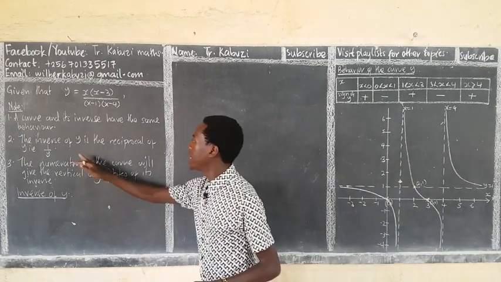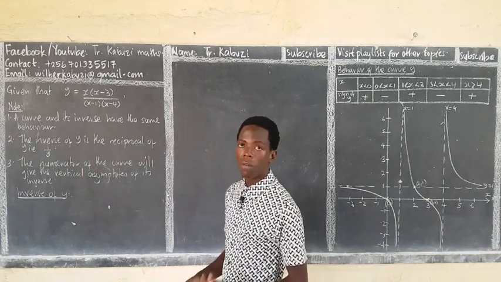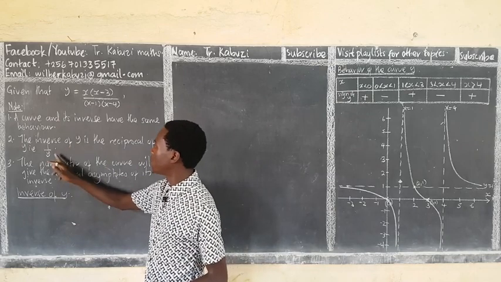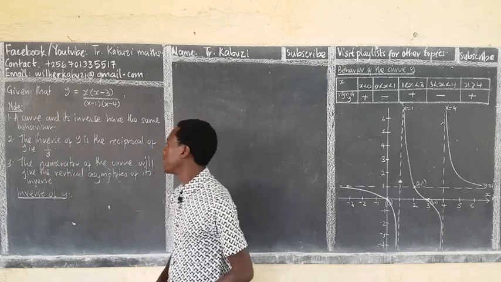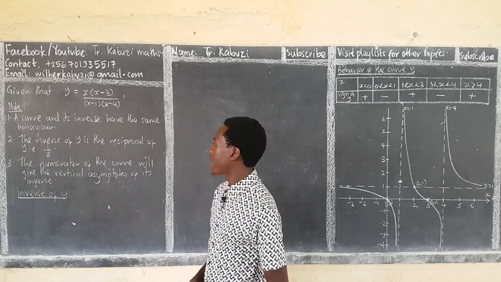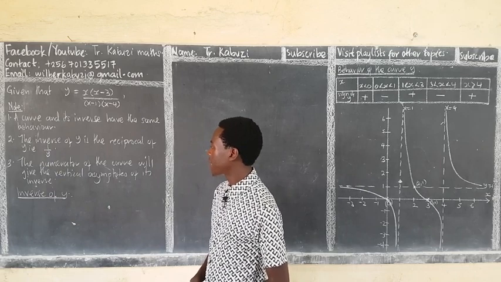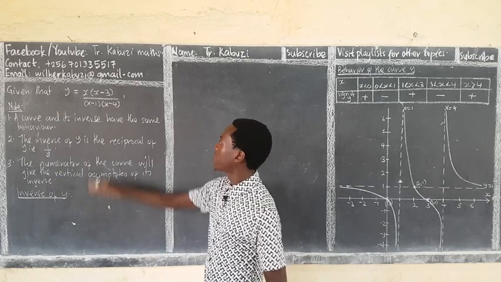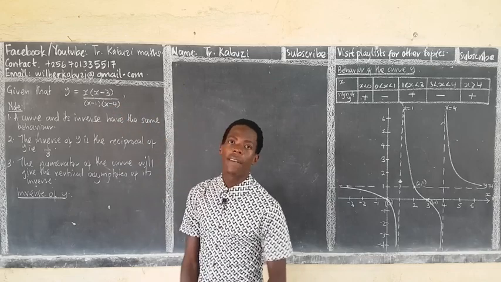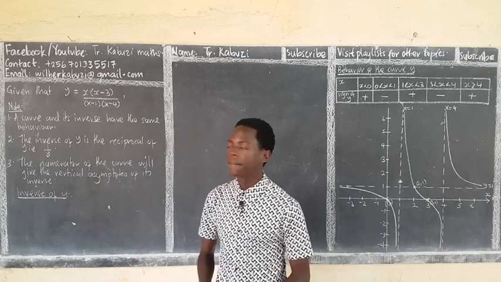Another note is the inverse of y is the reciprocal of y, i.e. if you want the inverse of y, you get the reciprocal of y. Then the numerator of the curve will always give us the vertical asymptotes of its inverse. So if this is the numerator of the curve, then it will give us the vertical asymptotes of that curve.